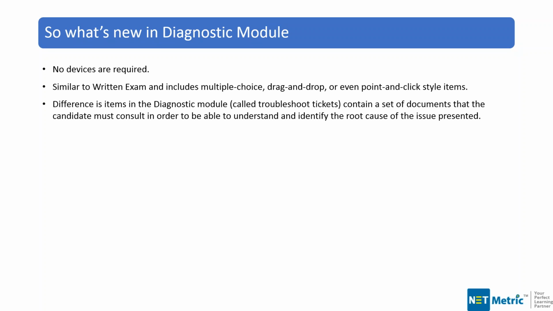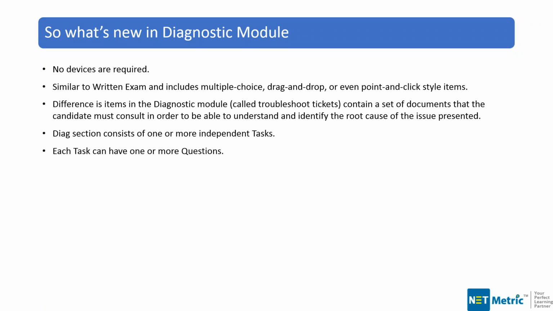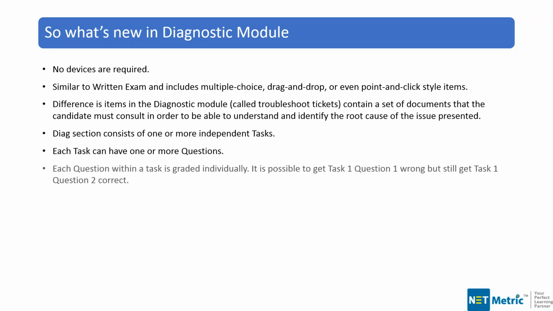So they will give you one paragraph, you need to read that. Accordingly, the questions will be asked and you have to choose the multiple choice, or it could be drag and drop options. The diagnostic section consists of one or more independent tickets. Each task can have more than one question. That means if 2 tasks are there, each task will have sub questions. Each question within a task is graded individually, which is very important to understand.